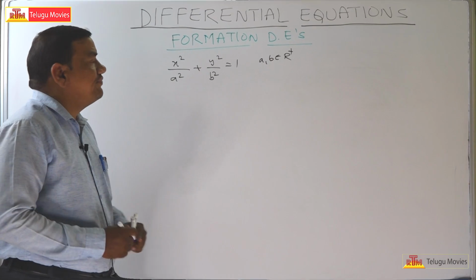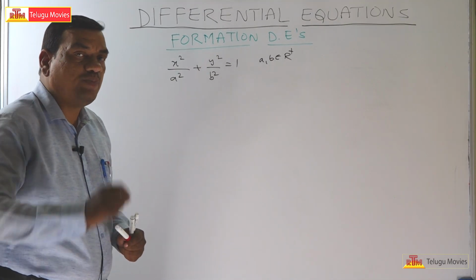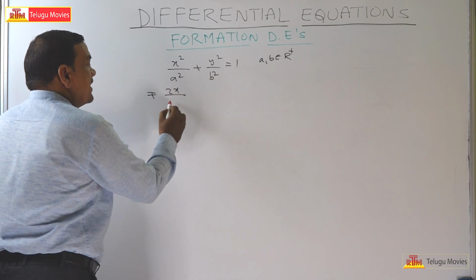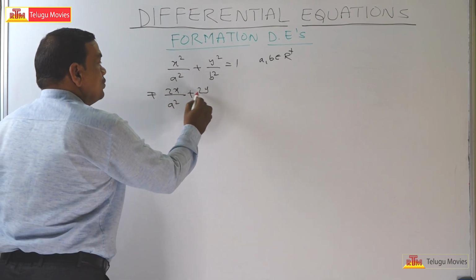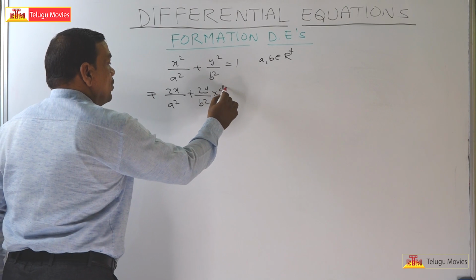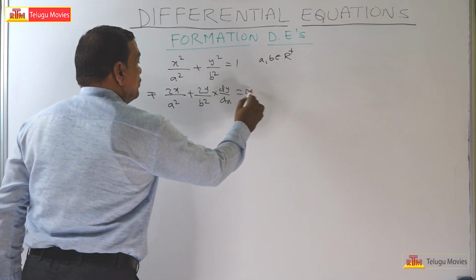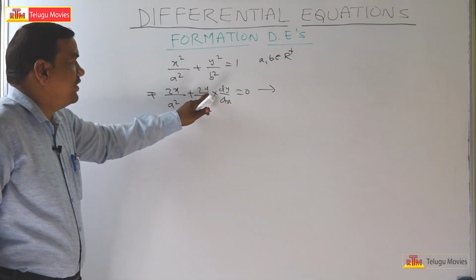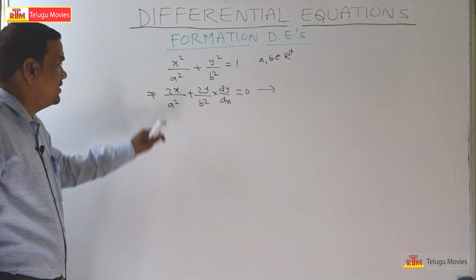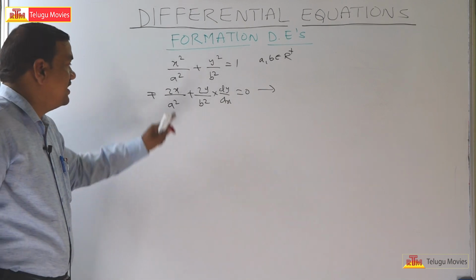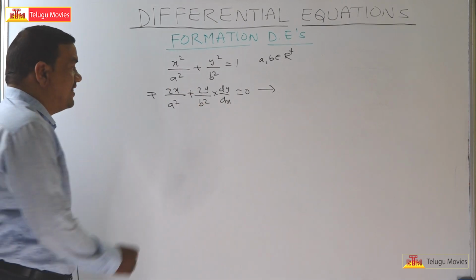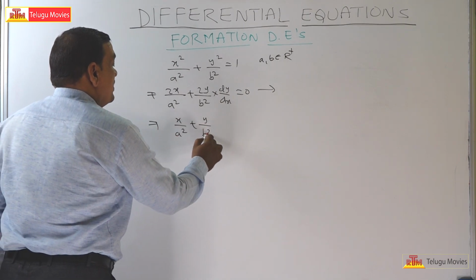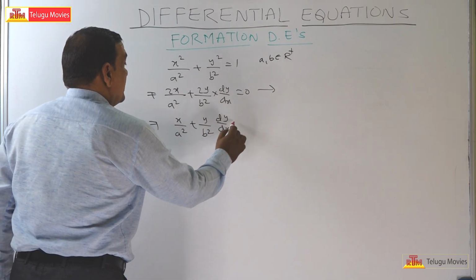Okay, now first differentiate this equation with respect to x on both sides. So, what will you get here? 2x by a square plus 2y by b square into dy by dx is equal to 0. Okay, so y square derivative is 2y, and again the derivative of y is dy by dx. We can still simplify this equation. 2 we can cancel. So, this is x by a square plus y by b square into dy by dx is equal to 0.